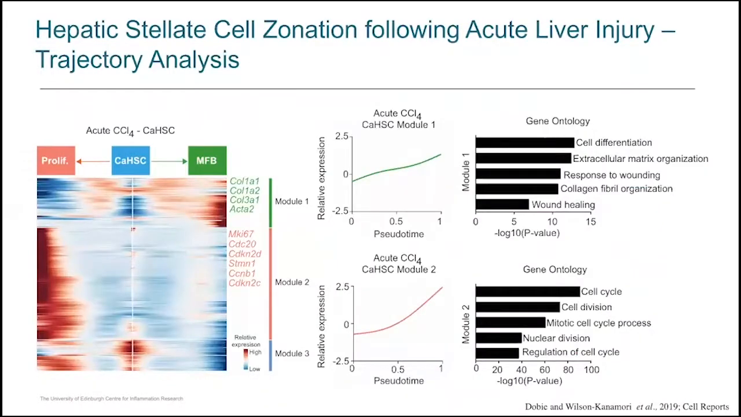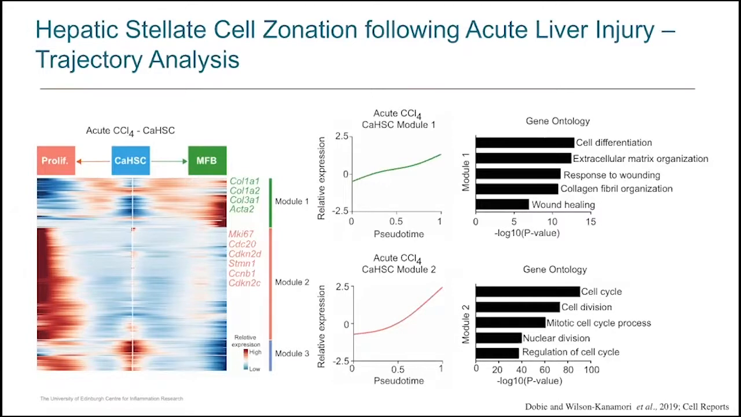Taking this approach then allowed us to focus in on the specific changes in gene expression that exist along the identified central associated trajectories. This heat map shows the change in gene expression along the activation branch to the right and the proliferation branch to the left of the heat map. Red equals high expression, blue equals low expression. Again, imagine all the central associated stellates are lined up along the top of the heat map according to their identified place in the trajectories.